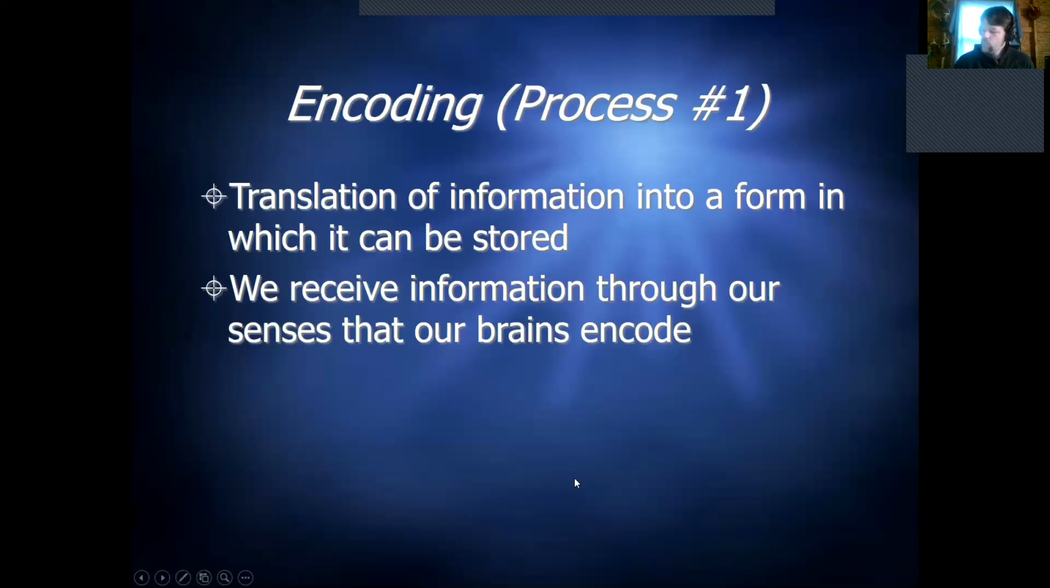All right, process number 1, encoding. The first question on your sheet is, what are the three processes of memory? So the first one's encoding. We'll be looking at them in order. It's the translation of information into a form in which it can be stored. That's your definition. We receive information from around us through our senses, and then our brain encodes it. How our brain encodes it depends on how our senses pick it up. So we'll see that as we follow through here.